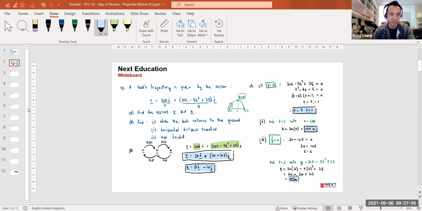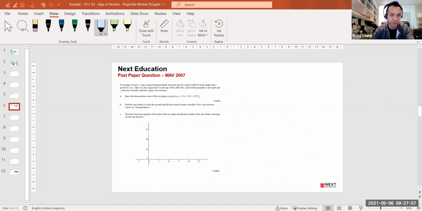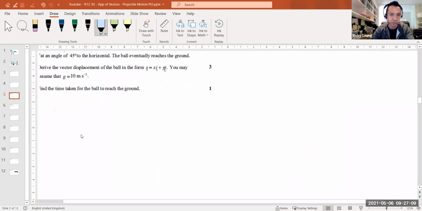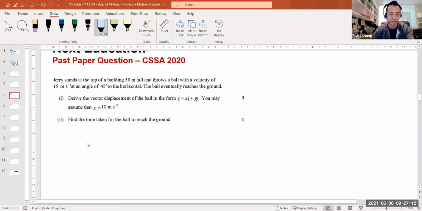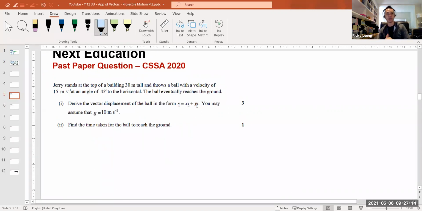Cool. If that makes sense, let's do a past paper question. So I've got one actually copied down here. This is from last year's CSSA paper, and it's got 4 marks, right? In paper 3, 4 marks out of 70. That's like 6% of the test. One question, and it's not too bad.